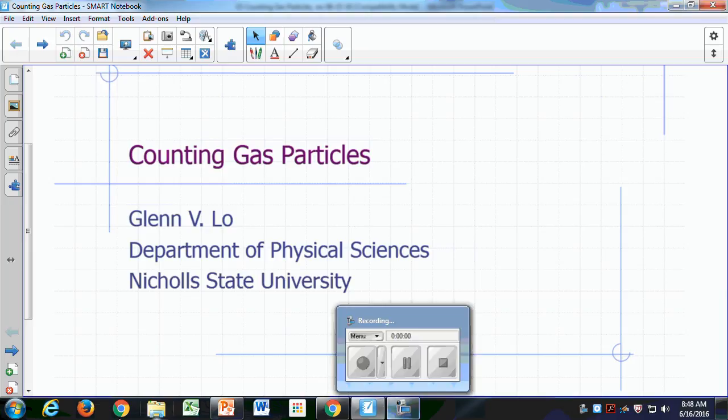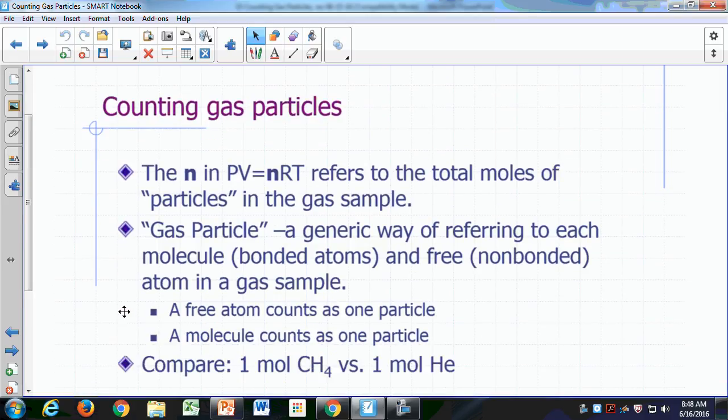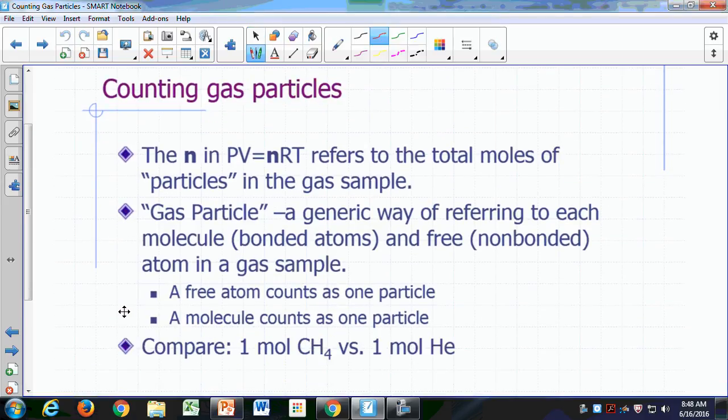In this lesson, we're going to focus on counting gas particles. And so we are still going to use the ideal gas equation PV equals nRT. The n in this equation refers to the total moles of particles in a sample of gas. When we say gas particle, that's our generic way of referring to each molecule, which are bonded atoms, or a free atom in a gas sample. In other words, instead of saying atom or molecule, we're just going to say a particle.